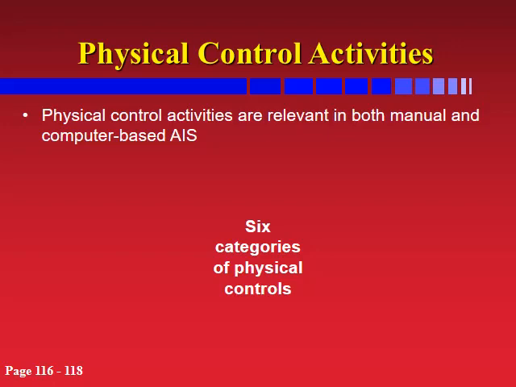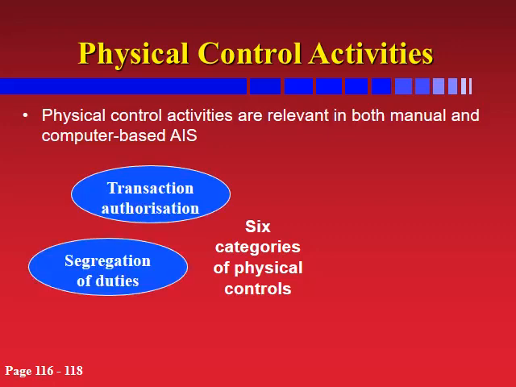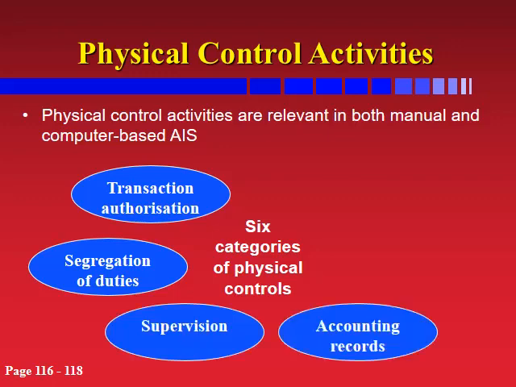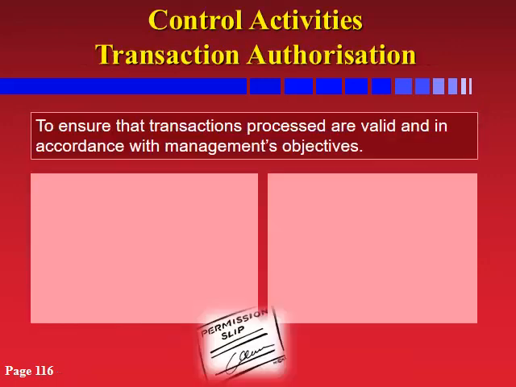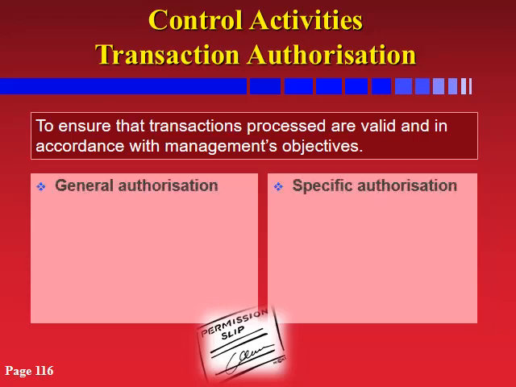There are 6 categories of physical controls, and they are transaction authorization, segregation of duties, supervision, accounting records, access controls, and independent verification. The objective of transaction authorization is to ensure that the transactions processed are valid and in accordance with management's objectives. There are 2 types of transaction authorization: general and specific.